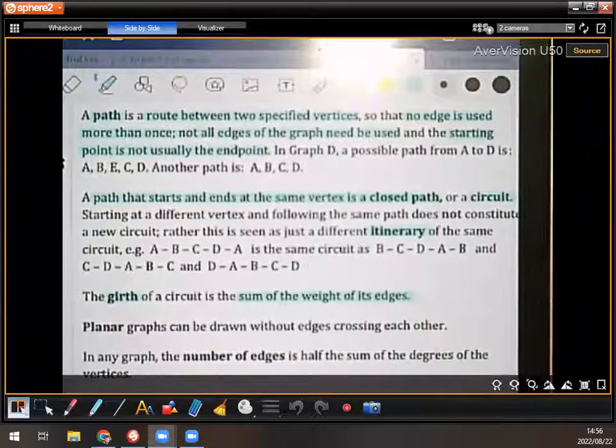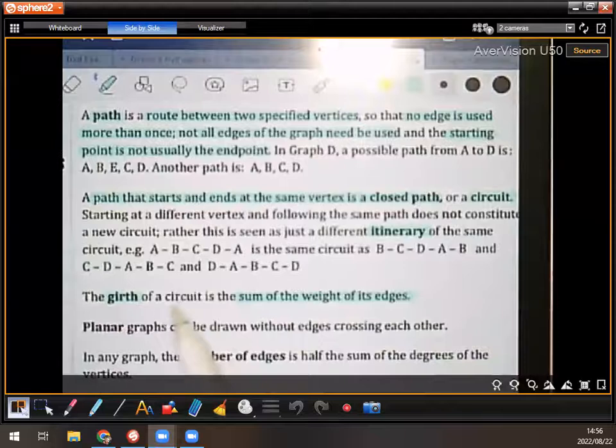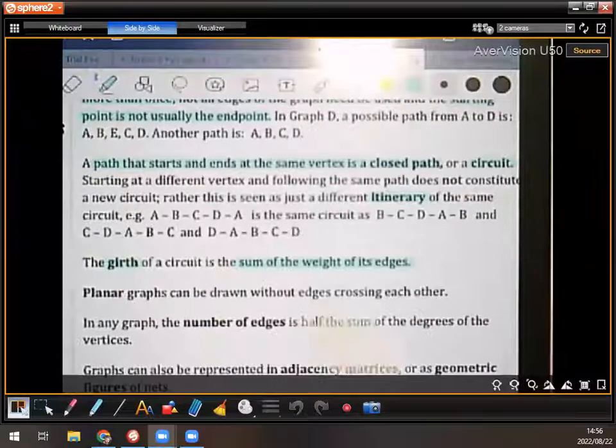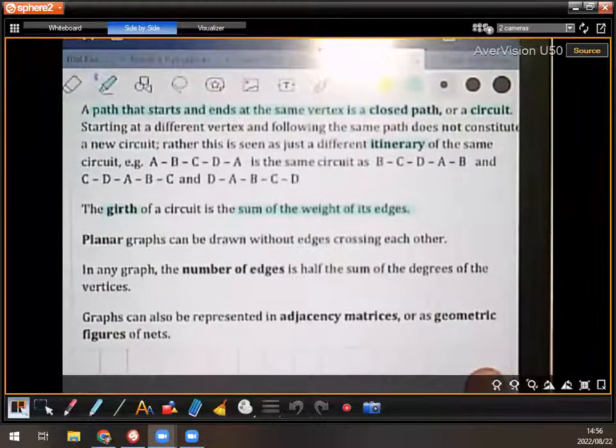All right, the girth of a circuit is the sum of the weight of its edges. It doesn't have to be a circuit necessarily, it can actually be an edge graph. I'm not sure why they chose to use the word circuit there. All right, the girth, there we go. We can add all the edge weights together. That is the girth of the graph.